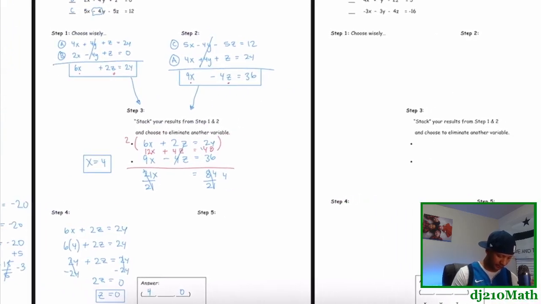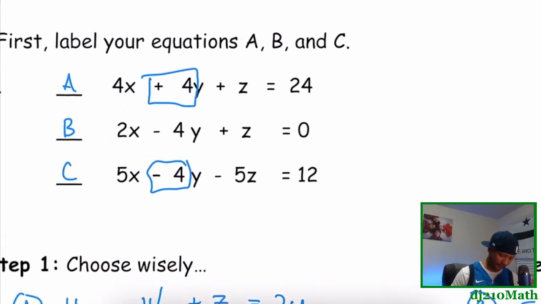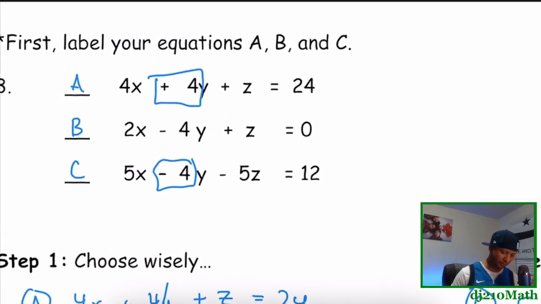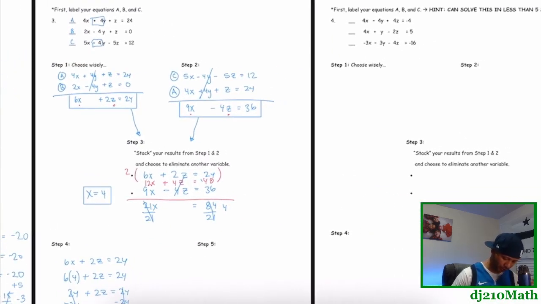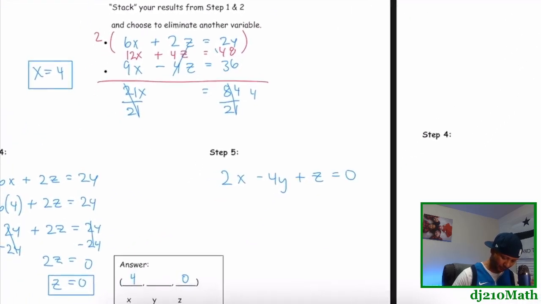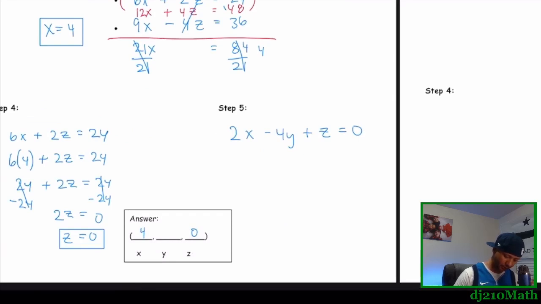All right, the last step, we take x and z and plug into one of the originals. So x and z. I like b. But you always try to choose the nicer one. So b is 2x minus 4y plus z equals 0. So 2 times 4 minus 4y, what we're looking for, plus z, which is 0, is equal to 0.